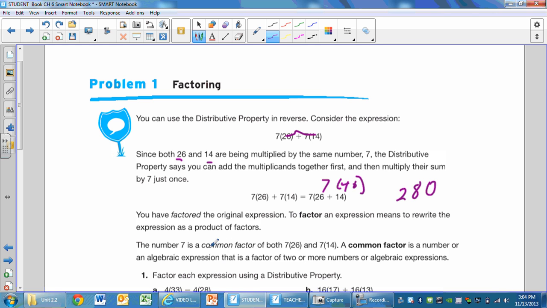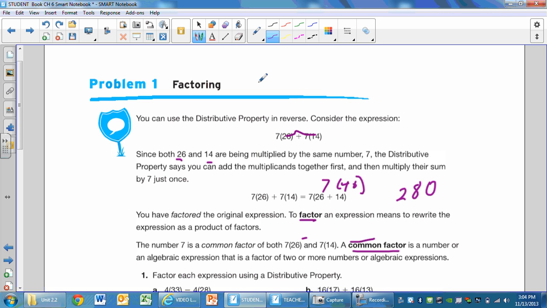The number 7 is a common factor of both 7 times 26 and 7 times 14. So to factor an expression means to rewrite the expression as a product of factors, and a common factor is a number that goes into both. When the word common is used, it means it's in both.